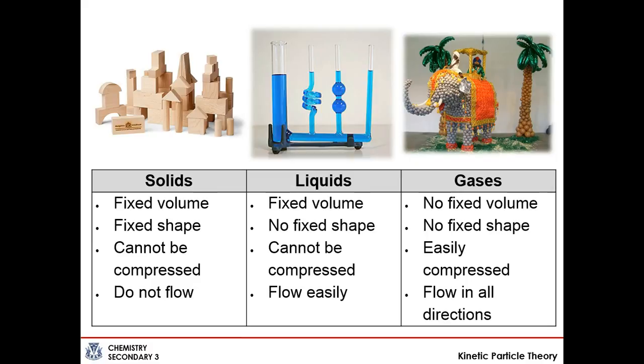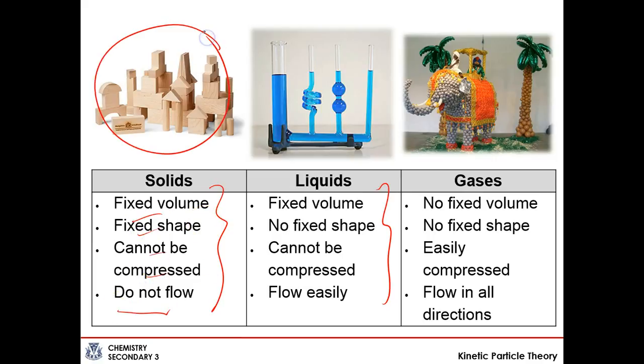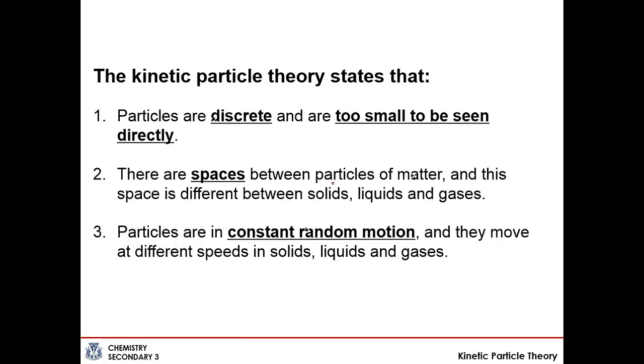And to man then, these three classes of matter were defined very simply based on their properties. If something has a fixed volume, fixed shape, cannot be compressed, and does not flow, we call it a solid. If it has a fixed volume and no fixed shape, basically it takes the shape of its container, cannot be compressed, and flows easily, we call it a liquid. And if something has no fixed volume, no fixed shape, is easily compressed and flows in all directions, we call this a gas. Over here, these are balloons with air pumped inside. So long time ago, it was defined as solids, liquids, and gases.